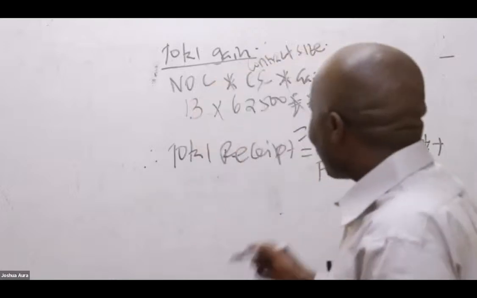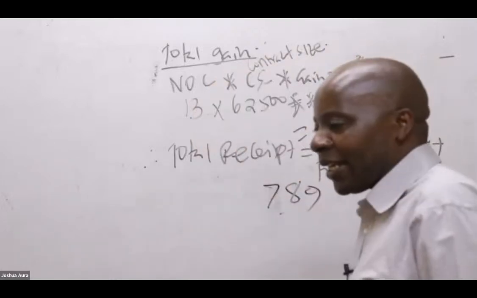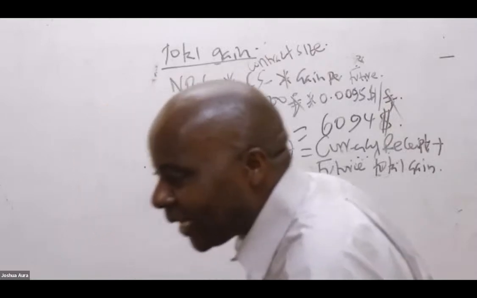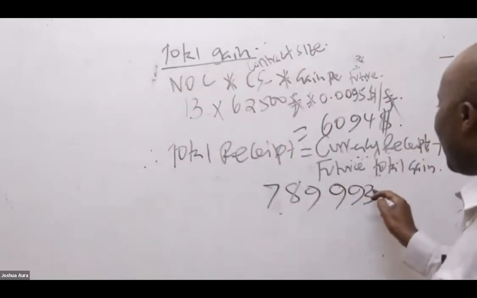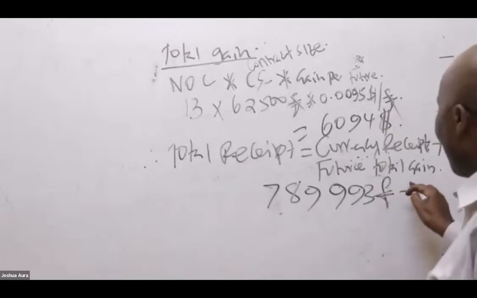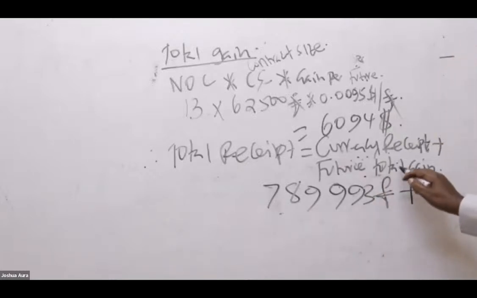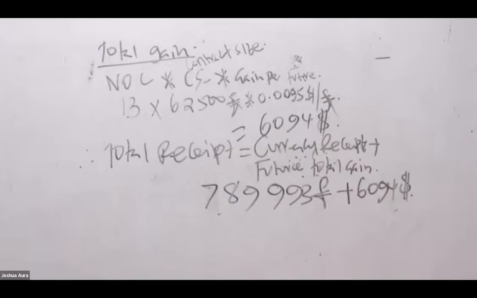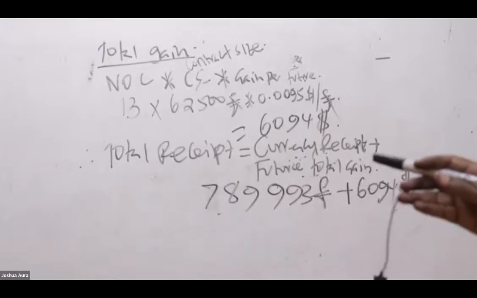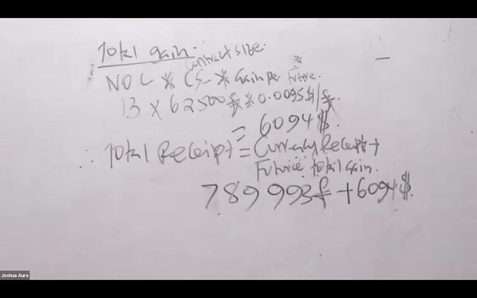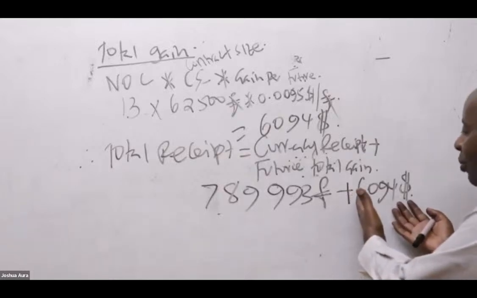Currency receipt. Ilikuwa 789,993 pounds plus the futures total gain, which is 6094, but they are what here? They are dollars. $6094. So kutoka hapo sasa utafanya nini? The $6094 umepatiwa mwisho. Hii ni pesa umepatiwa at the closing spot rate. Hii ni pesa umepatiwa mwisho wa transaction.